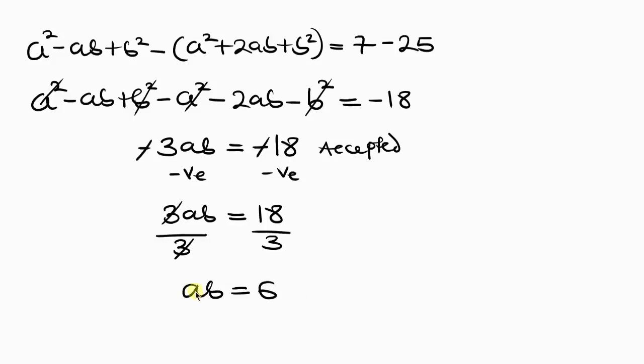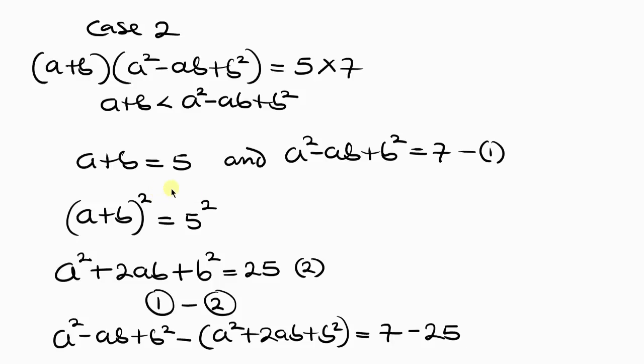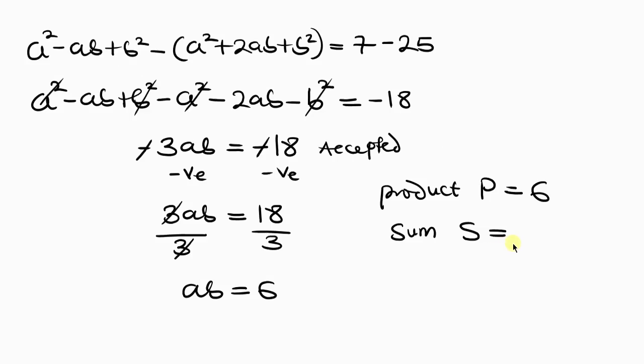Now, I'm going to be keeping this. This is the product of a and b. So the product of a and b, represented as P, is equal to 6. That's the product, ab. Now, the sum of a and b, let's use S to represent that. The sum of a and b, which is a plus b, is 5. So we got the sum of a and b to be 5.